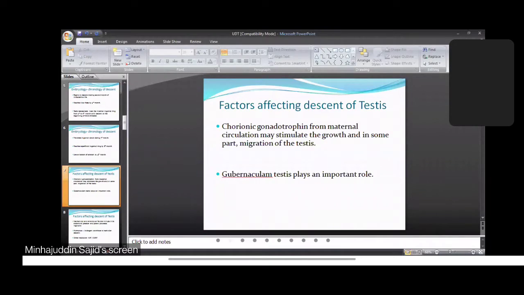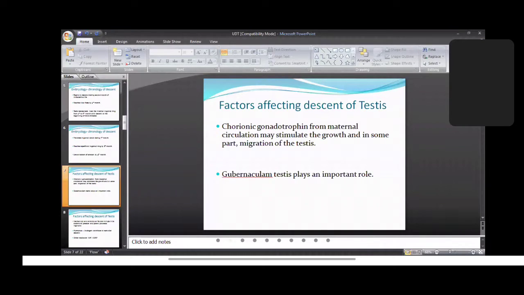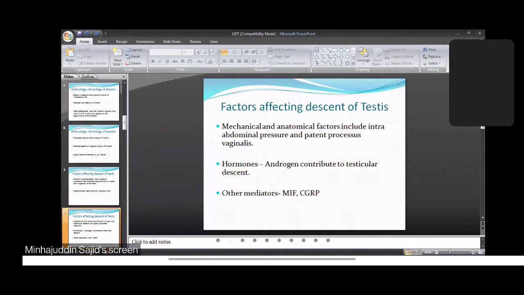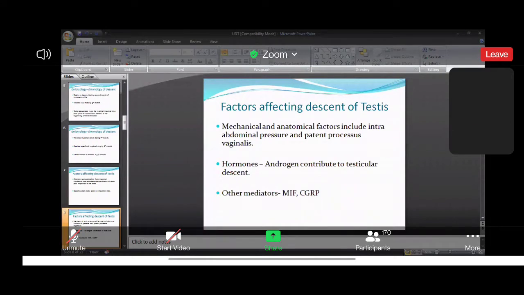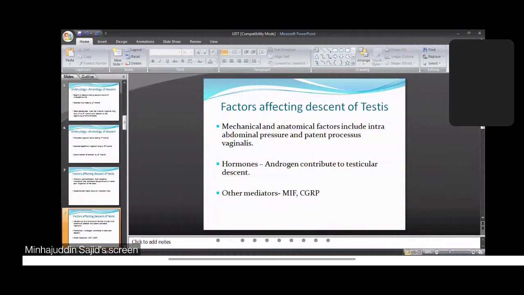Gonadotrophin from maternal circulation may stimulate the growth and in some part migration of the testes. And gubernaculum testis plays an important role. Mechanical and anatomical factors include intra-abdominal pressure and patent processus vaginalis. Hormones, androgen contribute to testicular descent, and other mediators are MIF and CGRP.